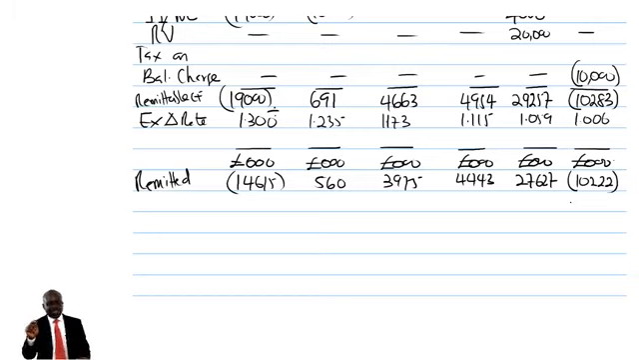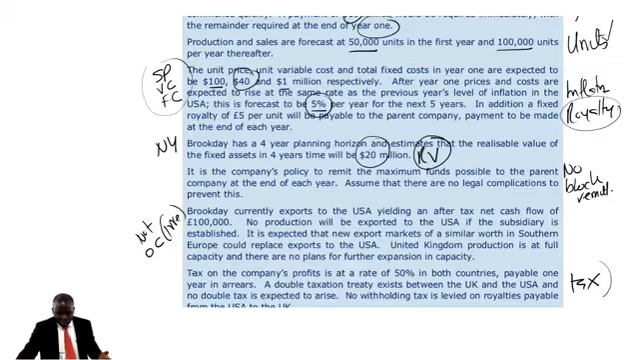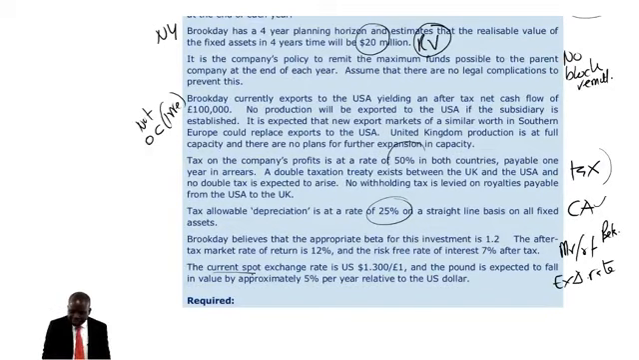If there's additional tax to be paid, this is where it should be. Additional tax to be paid. So go to the question. What is UK tax rate? The question told us here, both countries are paying tax at the rate of what? 50%. And double taxation treaty exists between UK and the USA.